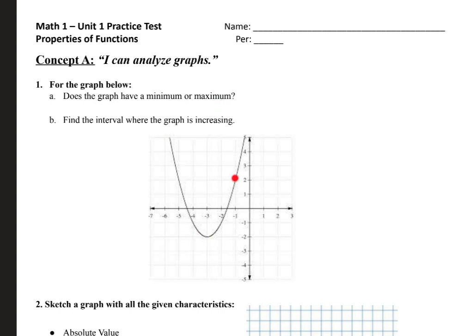So if I'm looking at this graph here, I see that this graph has a lowest point, and that lowest point would be right here. So this would be my minimum. So this graph has a minimum.